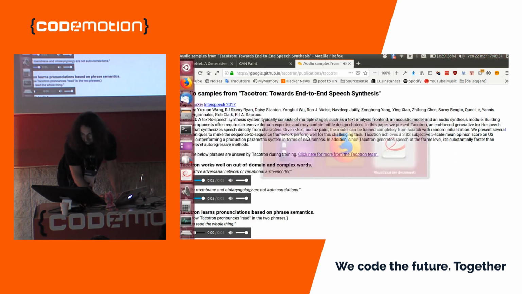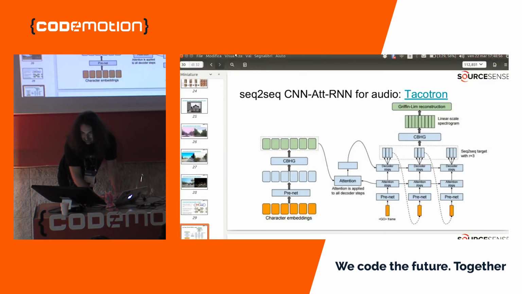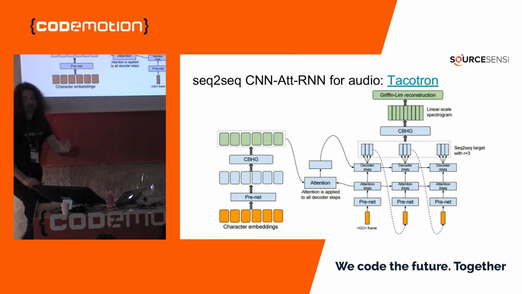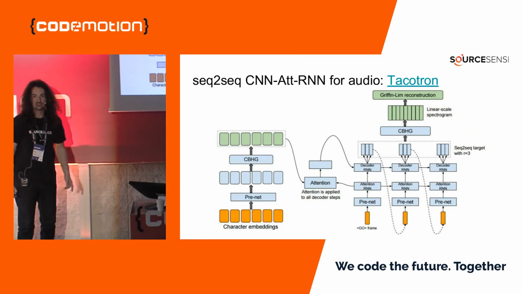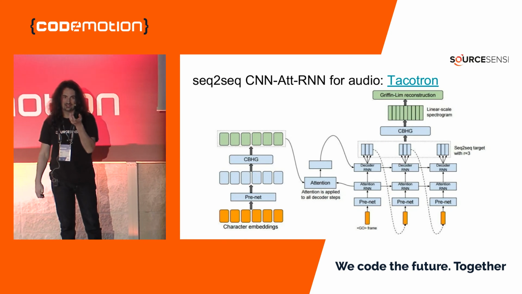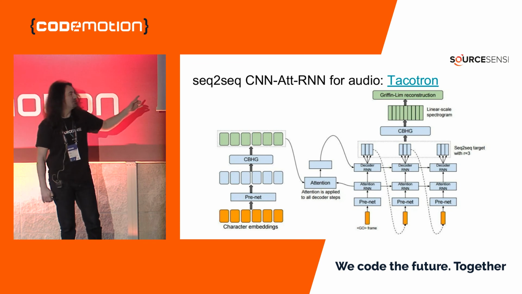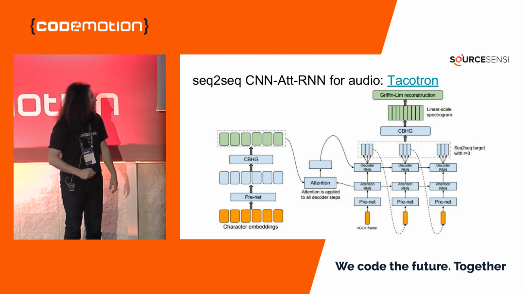Completely bullshit utterances. But the idea is that this technology, Tacotron, is the one that powers your Android phone, actually. So whenever you use text-to-speech in Google Maps, it's this technology that has been implemented.